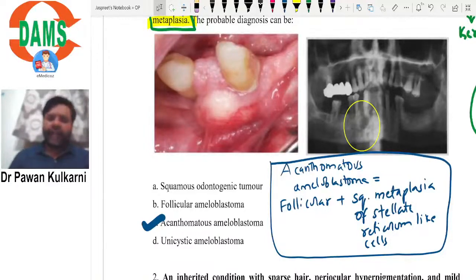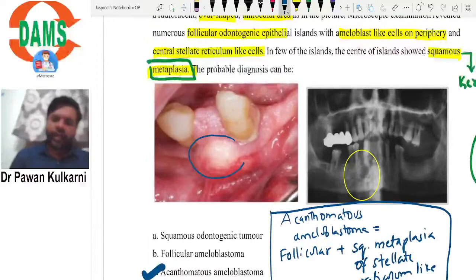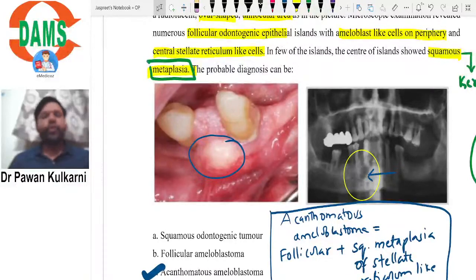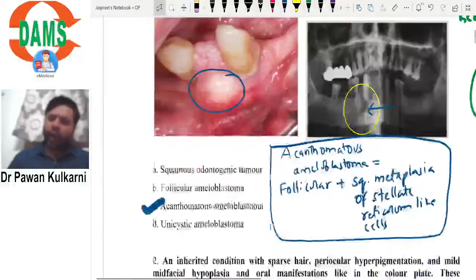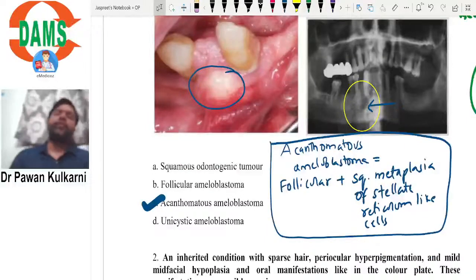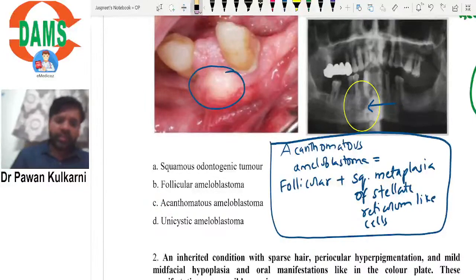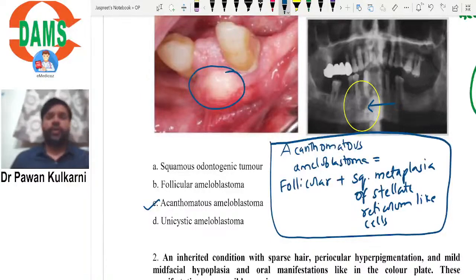In this image, try to see that this is the swelling, and you can note here the unilocular radiolucency. There is a unilocular radiolucency, and there is a swelling within the alveolar process. Now, how can we rule out a squamous odontogenic tumor? Even a squamous odontogenic tumor can give the same features. How do I prove that this is not a squamous odontogenic tumor?